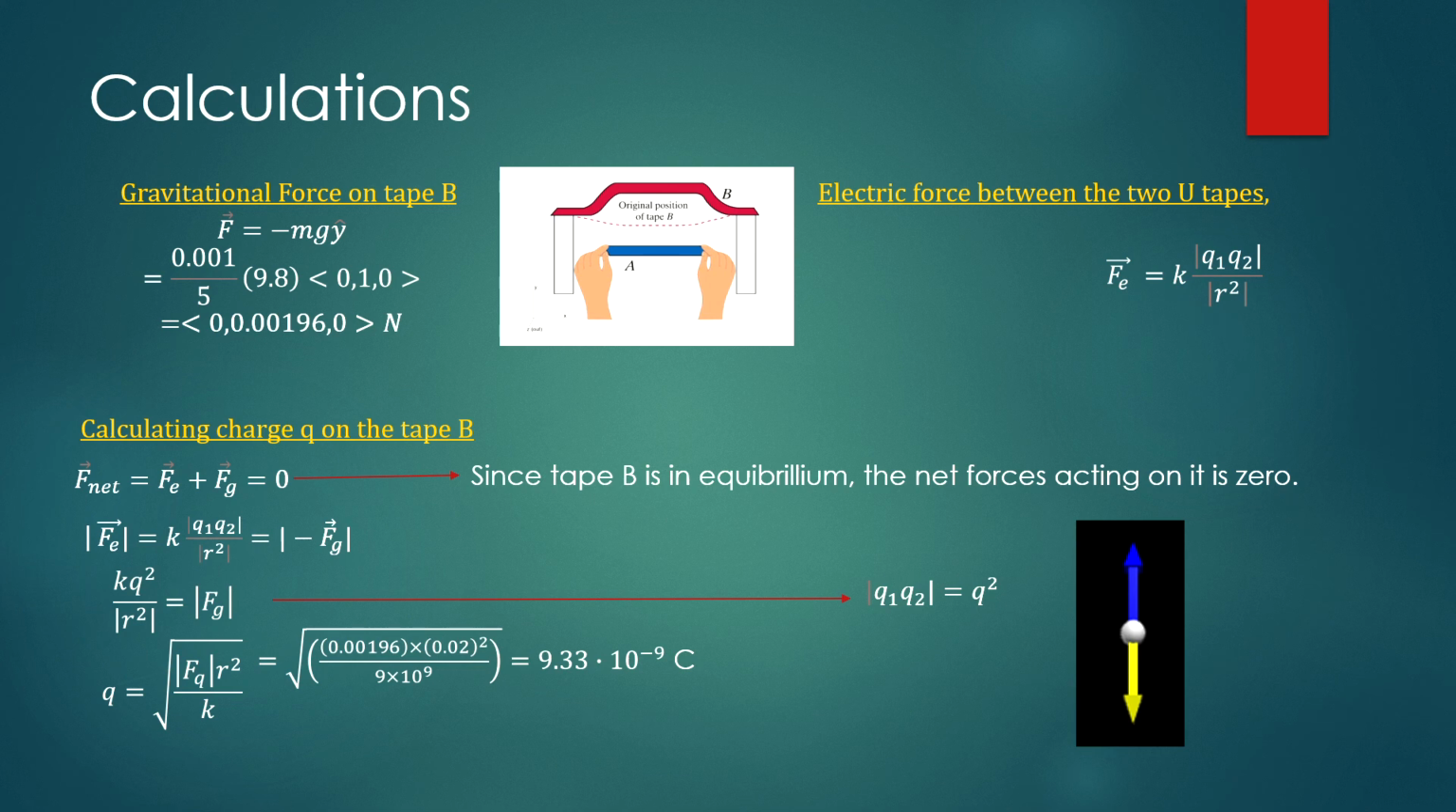Note, by the way, in our assumptions, we said that both charges needed to be equal on A and B. Therefore, we can just calculate one and we'll get the other.